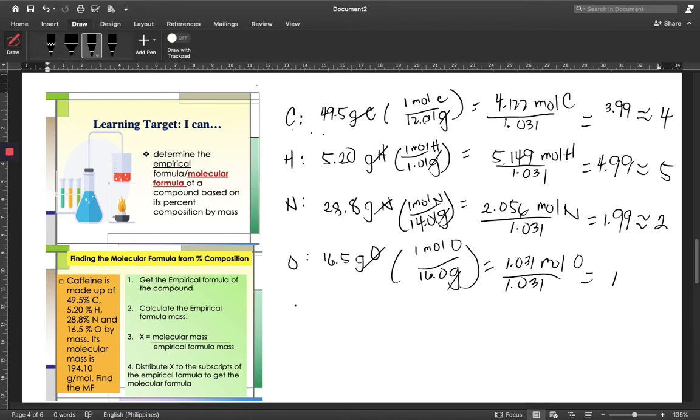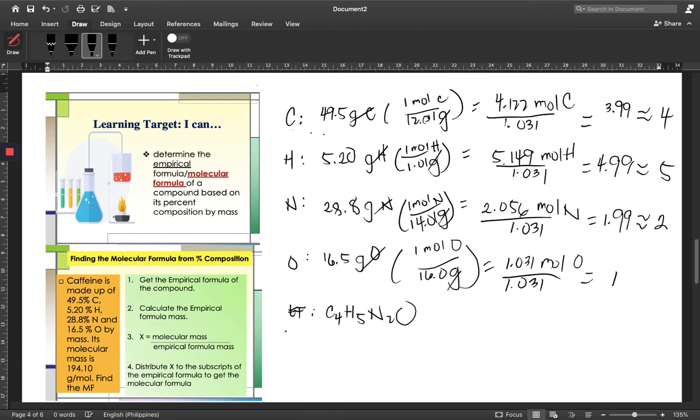So, for our empirical formula, then we have C4, H5, N2, and then O. Okay, so that is our smallest whole number ratios for each element in our empirical formula.